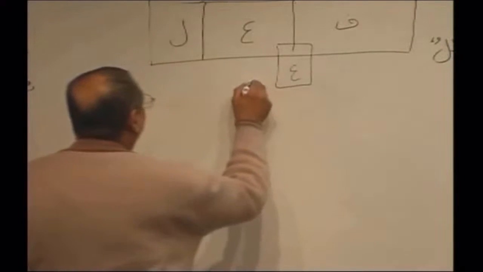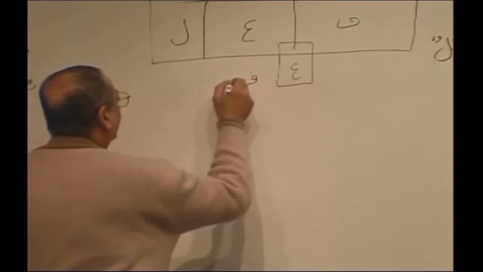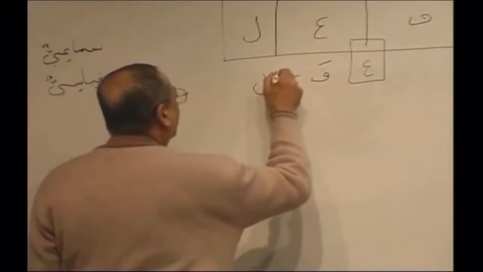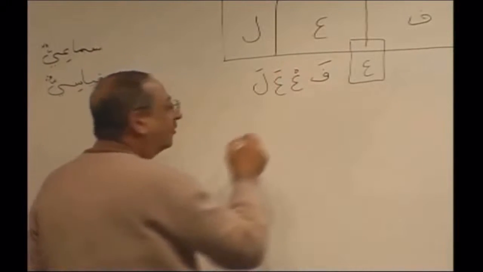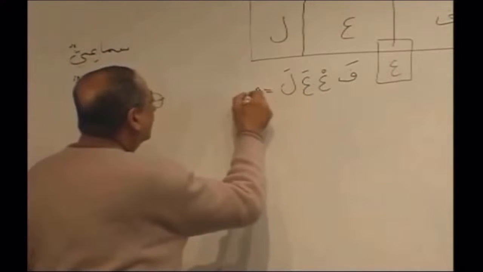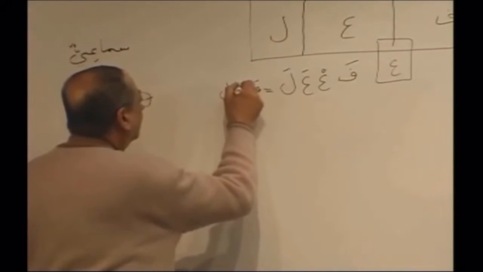Okay, so what has now happened? What is the verb now? Fa'ala. So it became like this, brother and sister. Fa, a, la. Fa, small room for ain, which became fa'ala.